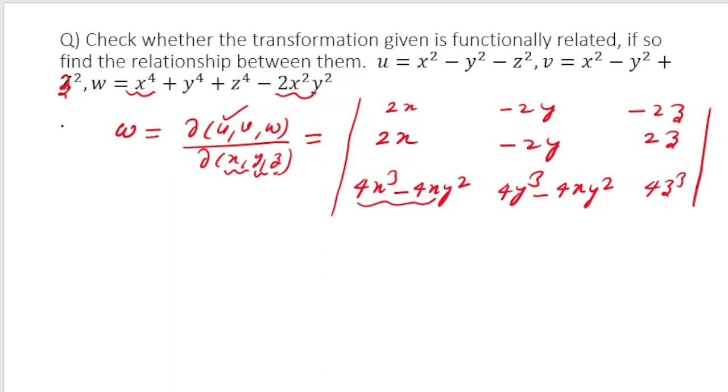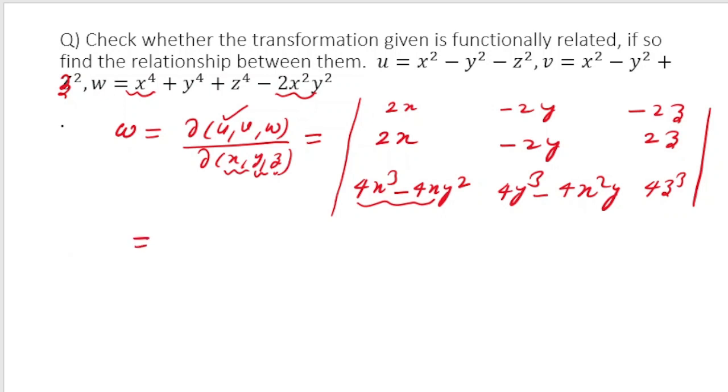4x cube minus 4xy square, 4y cube minus 4 y cube. Sorry, here I have made a mistake. That is why I was checking. So if I differentiate it with respect to y, 2x square will be constant, so it will be 4x square y, and then 4z cube.